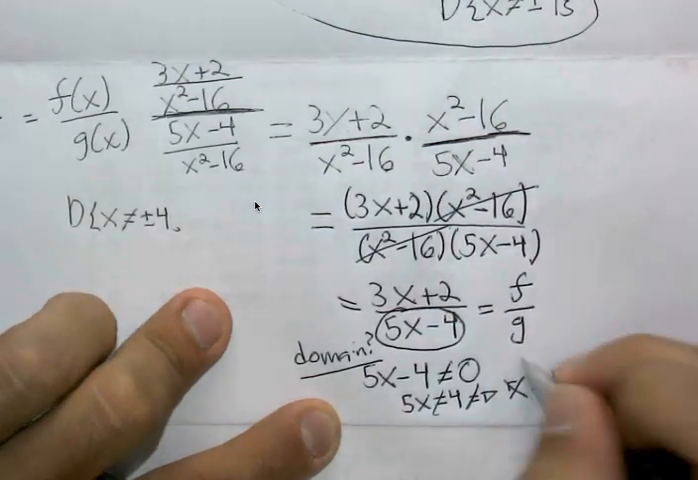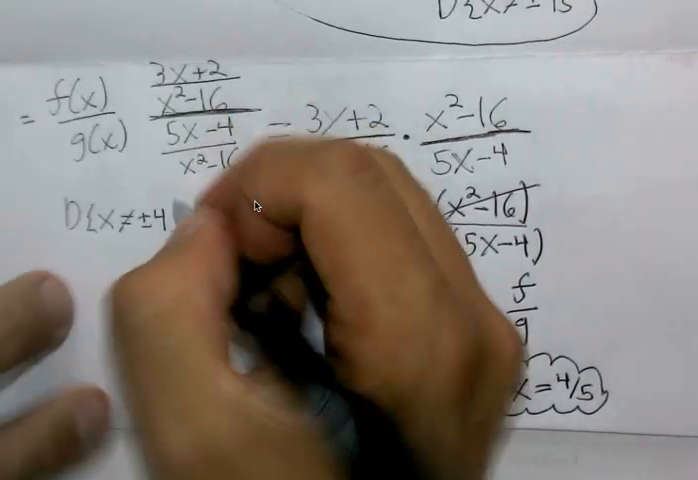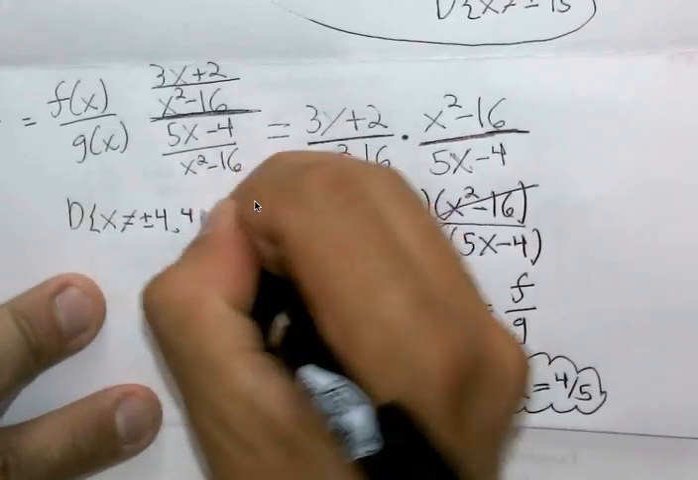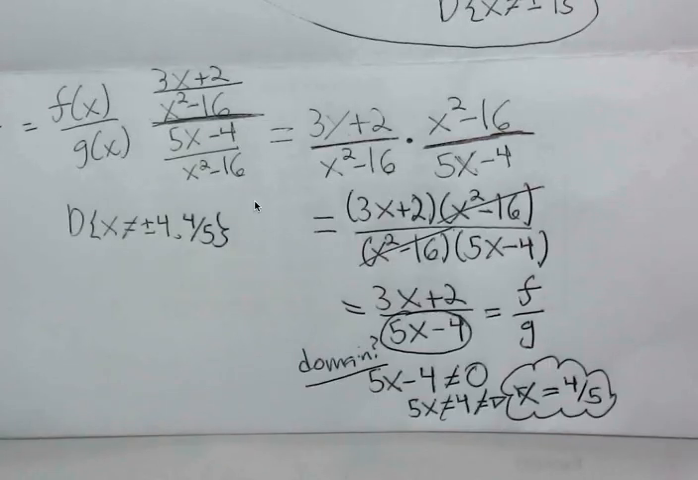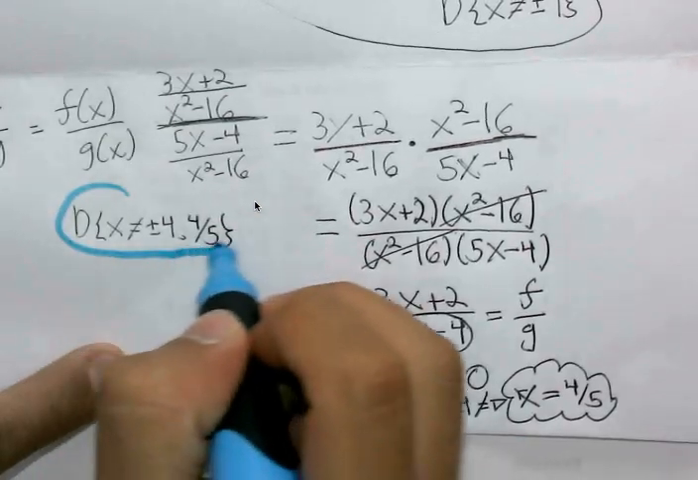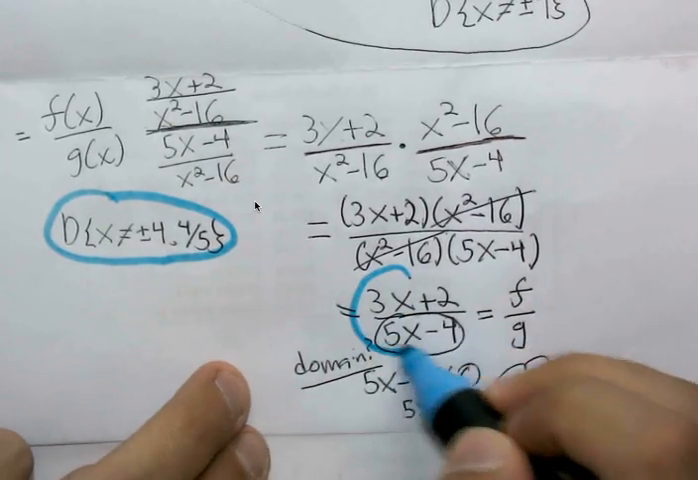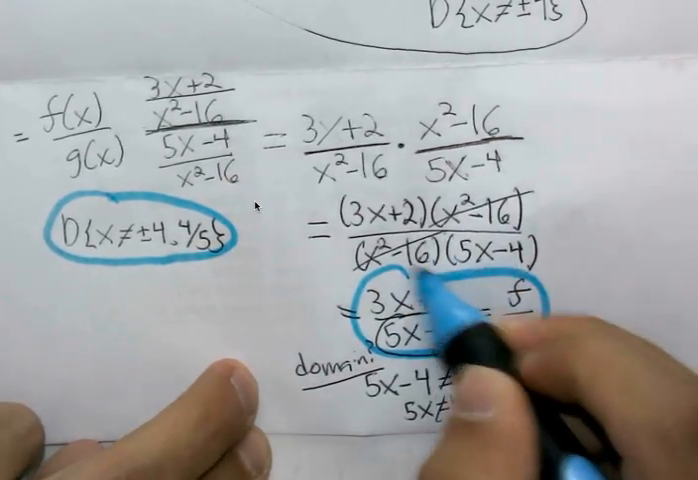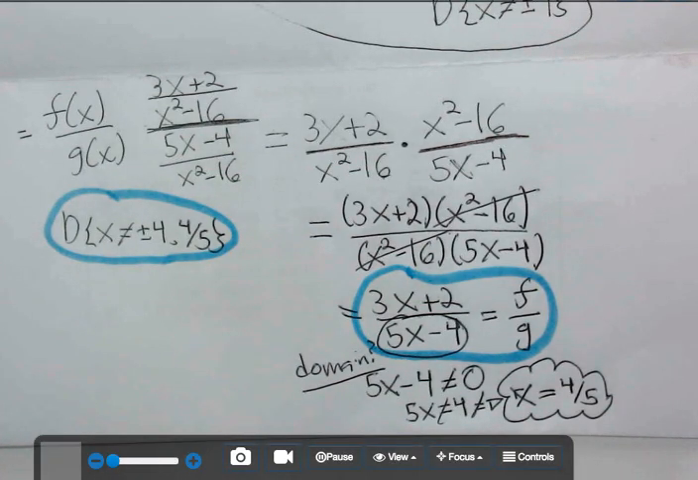So that's something we also want to include in our domain. So our domain seen here, x cannot be equal to positive 4, negative 4, or positive 4/5. When simplified, f over g is 3x plus 2 over 5x minus 4. Lots going on in this one.